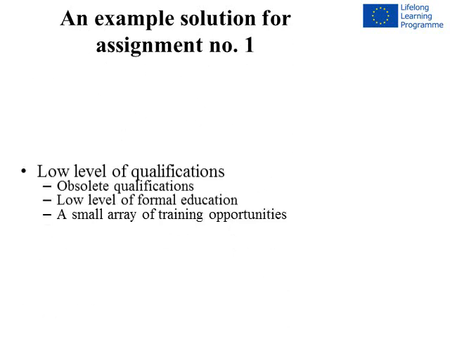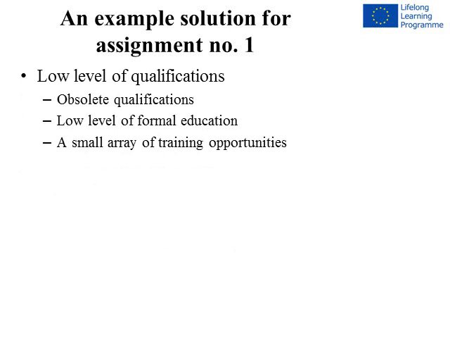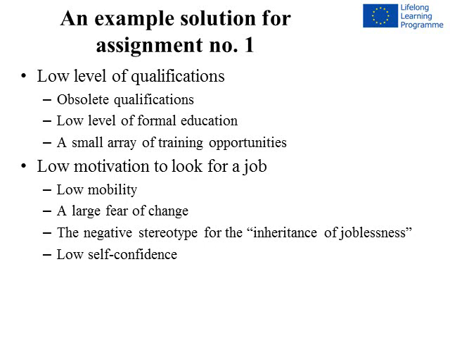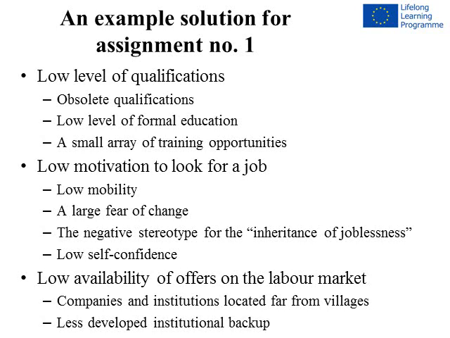An example solution for assignment number 1. Low level of qualifications. Obsolete qualifications, low level of formal education, a small array of training opportunities, low motivation to look for a job, low mobility, a large fear of change, the negative stereotype for the inheritance of joblessness, low self-confidence, low availability of offers on the labour market, companies and institutions located far from villages, less developed institutional backup.